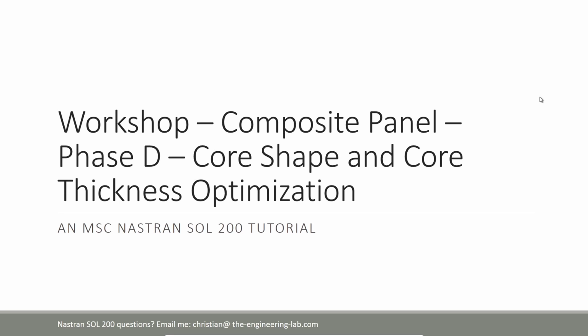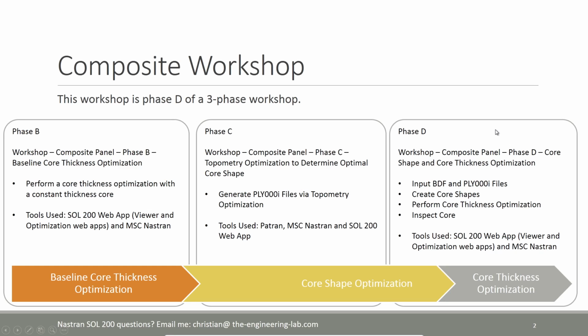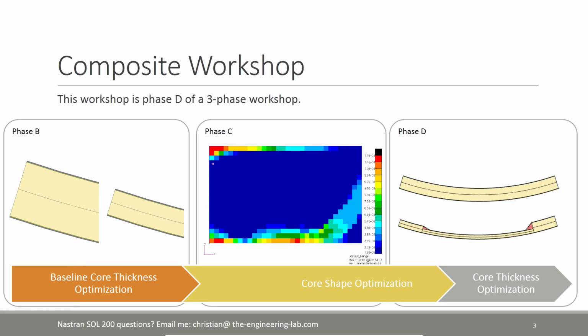Now I'm carrying on from the previous tutorial. I basically did not skip a beat. In the last tutorial we performed a topometry optimization. Basically we wanted to identify where in the core we need really thick sections and where in the core we need thin sections.